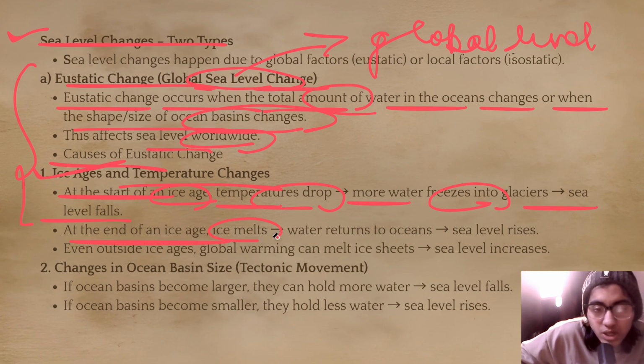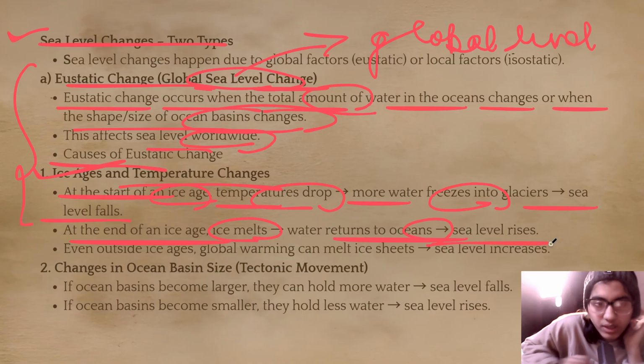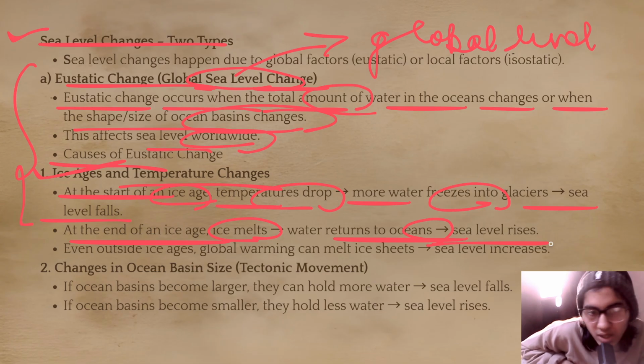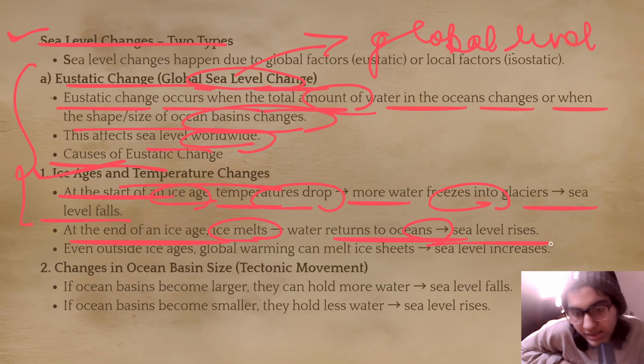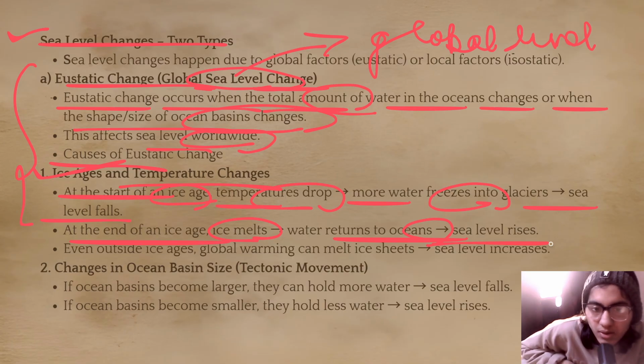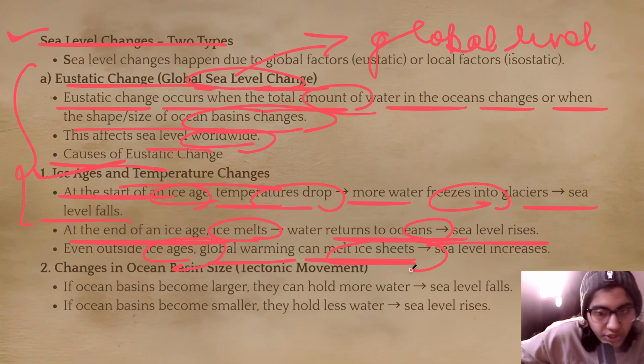At the end of the ice age, ice melts, water returns to the oceans, and sea level rises. So what happens at the end of the ice age? The ice melts. Of course, it is the end of the ice age. The name suggests itself. Water returns to the oceans and again the sea level rises. Even outside ice ages, global warming can melt ice sheets, and sea level rises. So I hope this is quite an easy phenomenon.